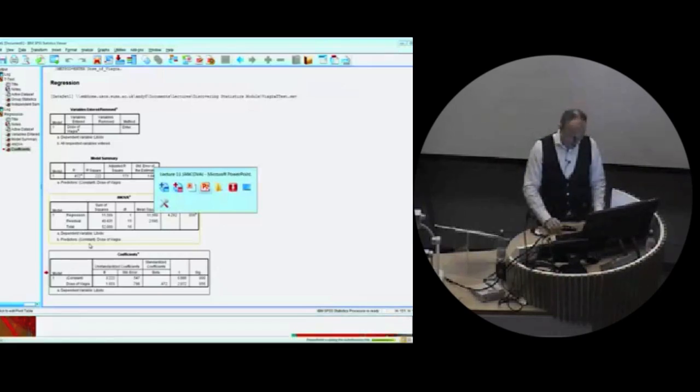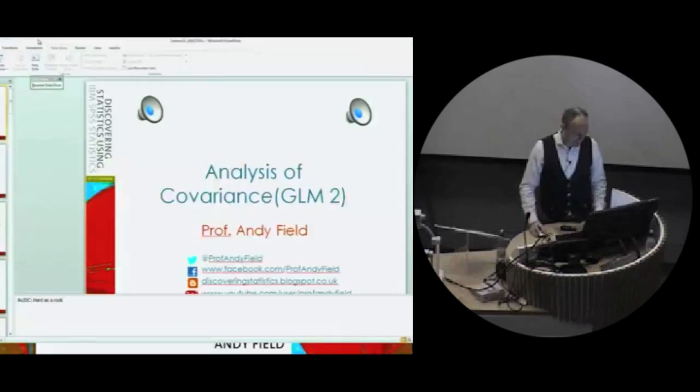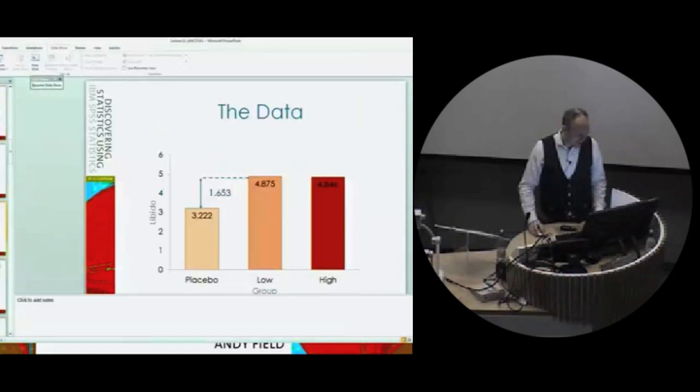So right, let's attempt to go back to my slides, if that's possible. What slide was I on? I've completely forgotten. It was the graph one, wasn't it? There you go.